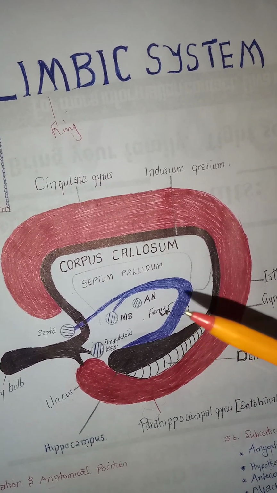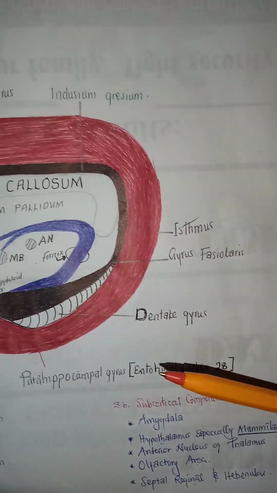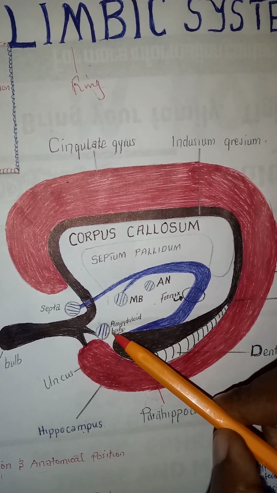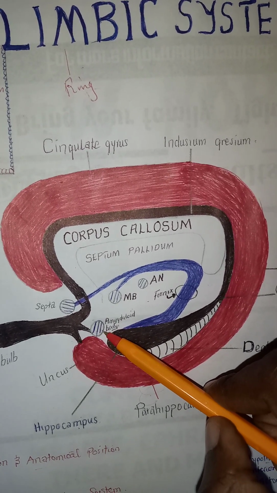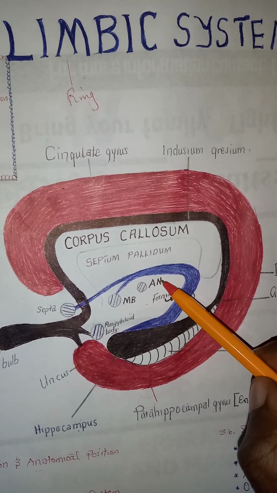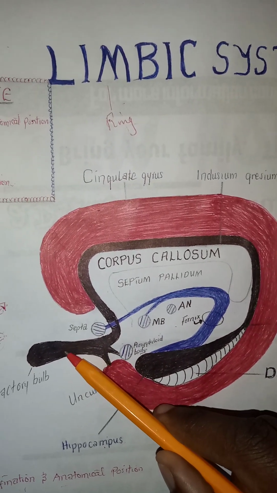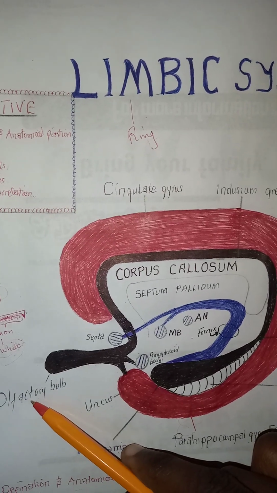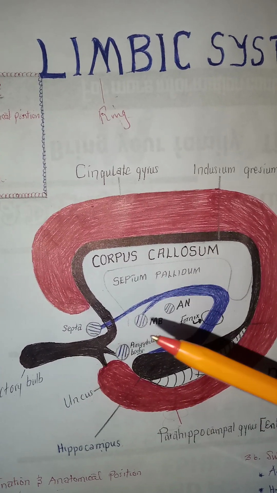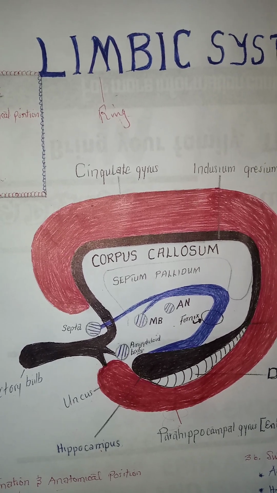Now let's talk about the subcortical component of gray matter. We are basically talking about this component. Let's start here. Here we have the amygdaloid body, which is basically the amygdala. Then we have the mammillary body, the anterior nucleus of thalamus, the septal area, and the olfactory area here. Remember, our olfactory bulb comes from this side, so this is our olfactory area. These parts are connected to each other by tracts, or rather fibers. We'll talk about them.